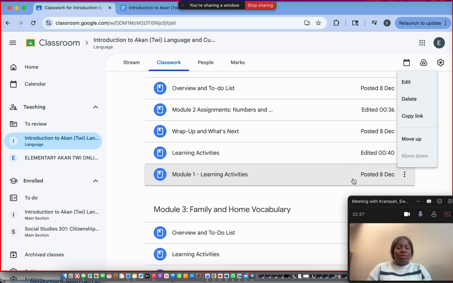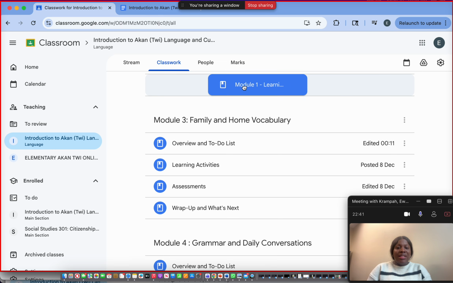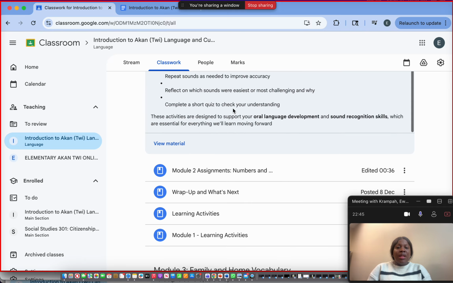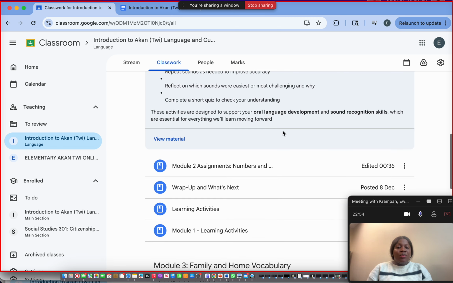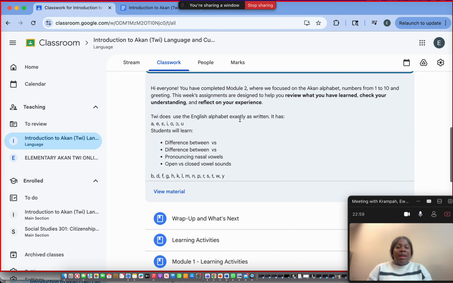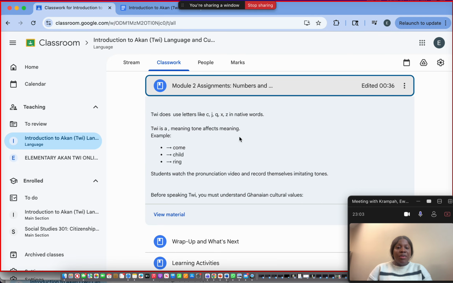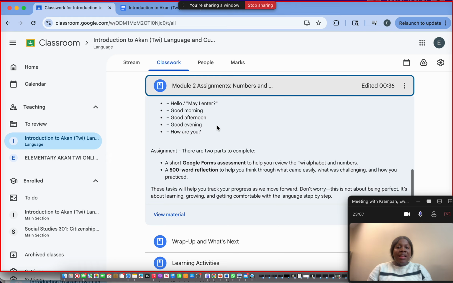Module 2. Module 2 is about numbers and greetings. So that one too has an overview. These are the numbers and greetings. They'll start from 1 to 10, and then with the greetings, which will be simple greetings. Now we have alphabets that they did the previous week, so they will go over that before they start the greetings.